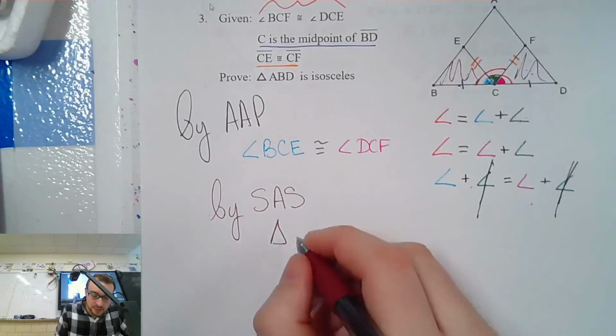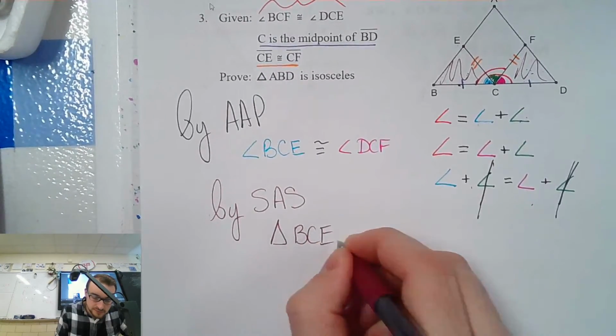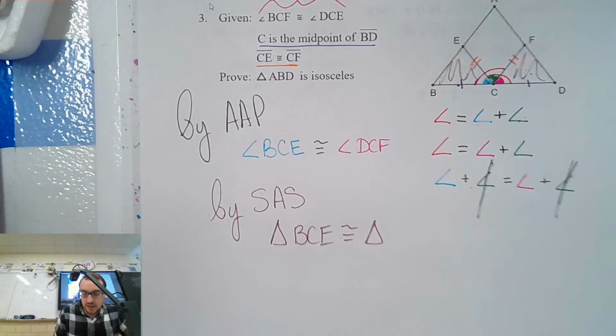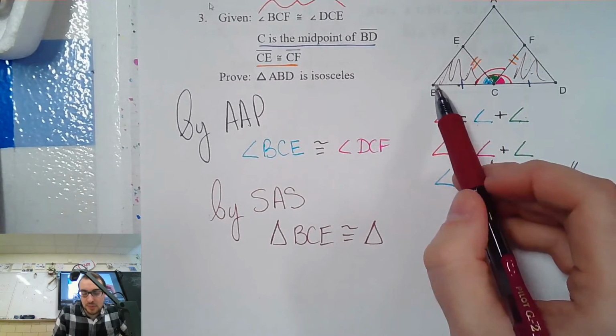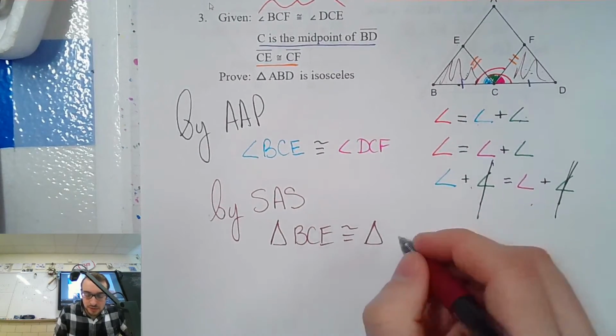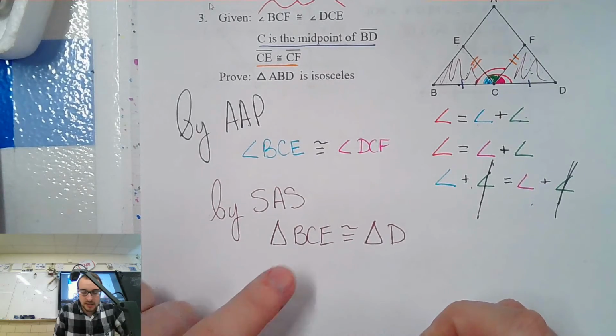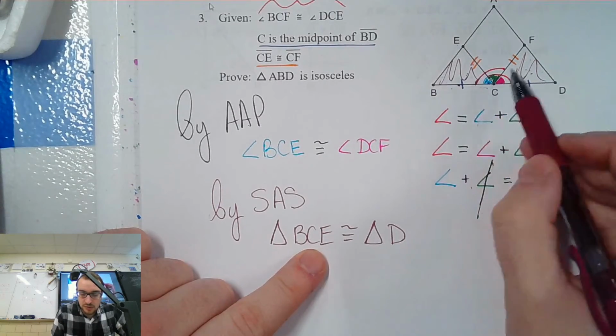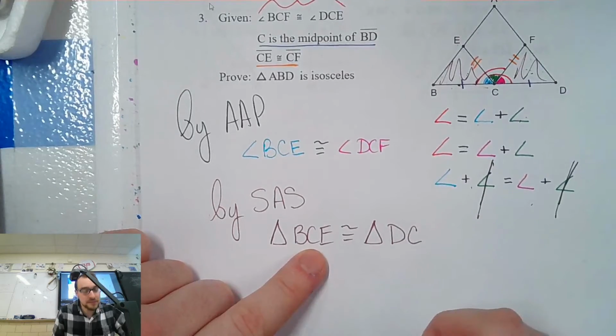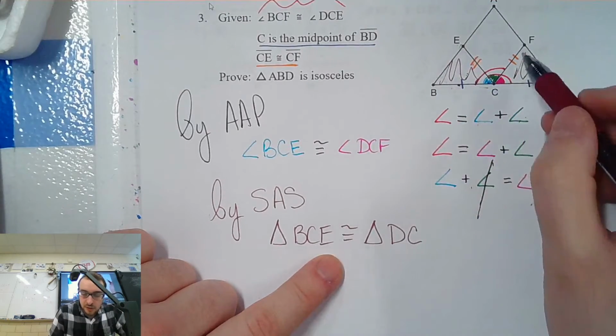The first triangle I'm going to write as BCE, congruent to the second triangle. Now B is made up of the blue side and the unknown. D is made up of the blue side and the unknown, so they go together. C is made up of orange and blue. Orange and blue is also C on this triangle. E is orange and nothing. Orange and nothing is F.